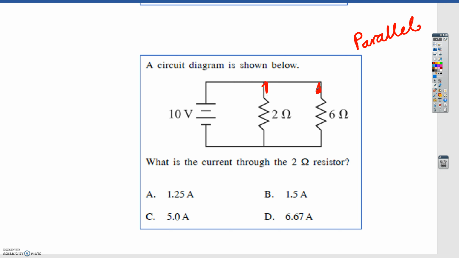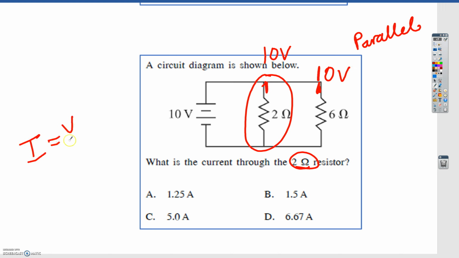So what is the current through the 2 ohm resistor? Specifically through here. We know that the voltage is the same all throughout each branch for parallel, so the voltage is 10 volts. I just use Ohm's law, I equals V over R. Voltage is 10, resistance is 2, so that gives me my final answer of 5 amps.